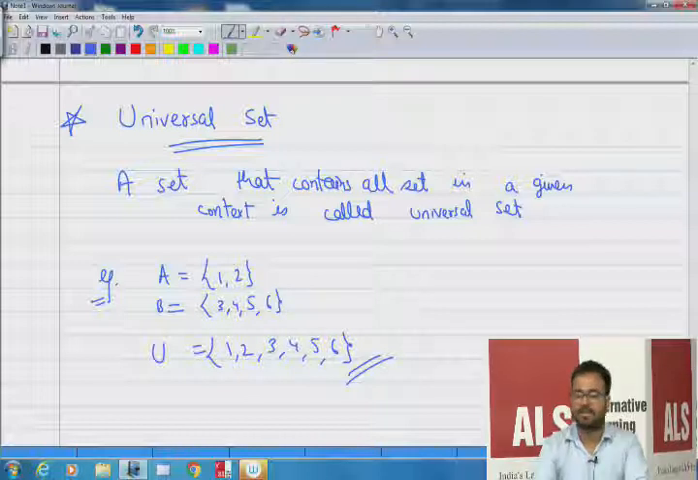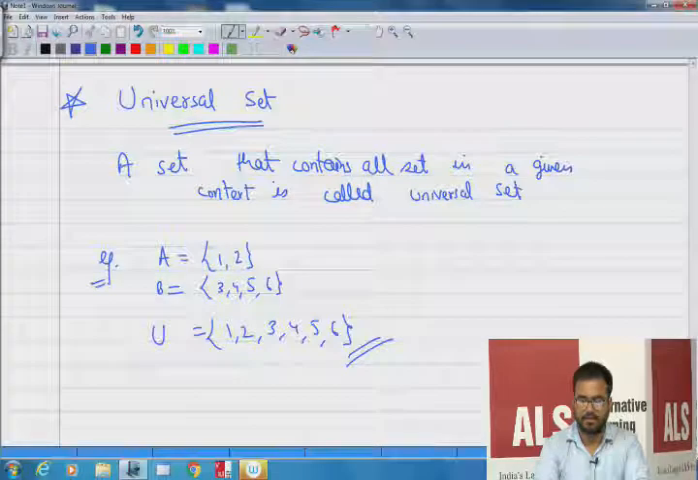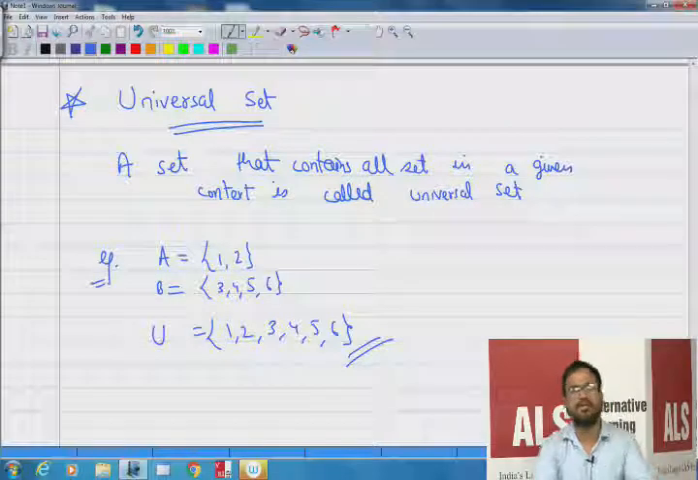Getting it? Universal set? It is an easy one, which contains all the sets in a given context, that is called a universal set and denoted by capital U. Just remember this one.